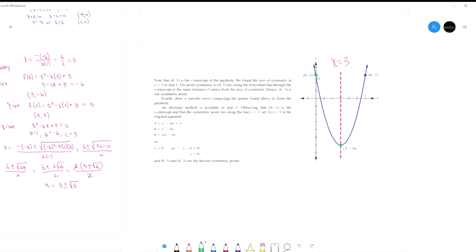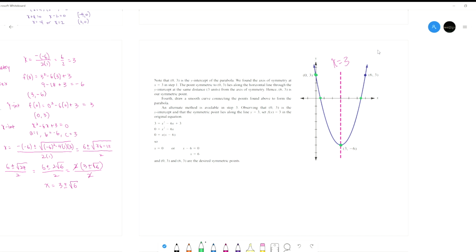So they plot 0, 3 right there. And then the x-intercepts, the points over here, they're not labeled because it's hard to label that. But anyway, what is 3 plus radical 6?